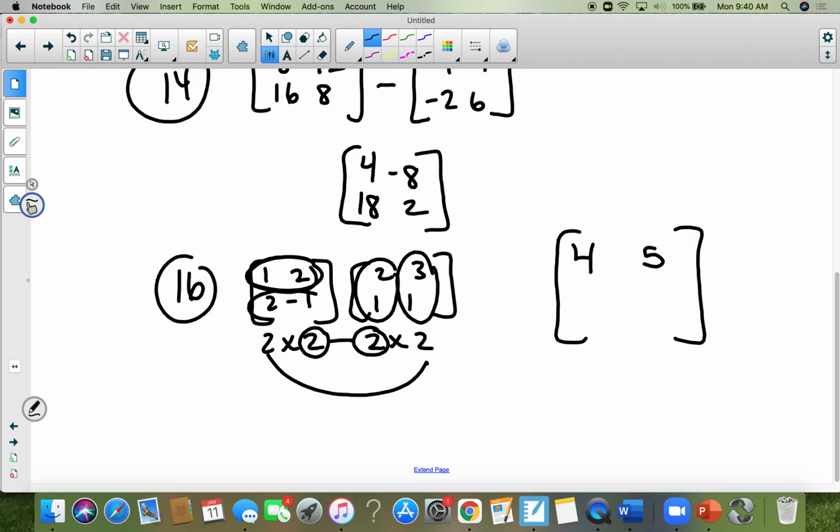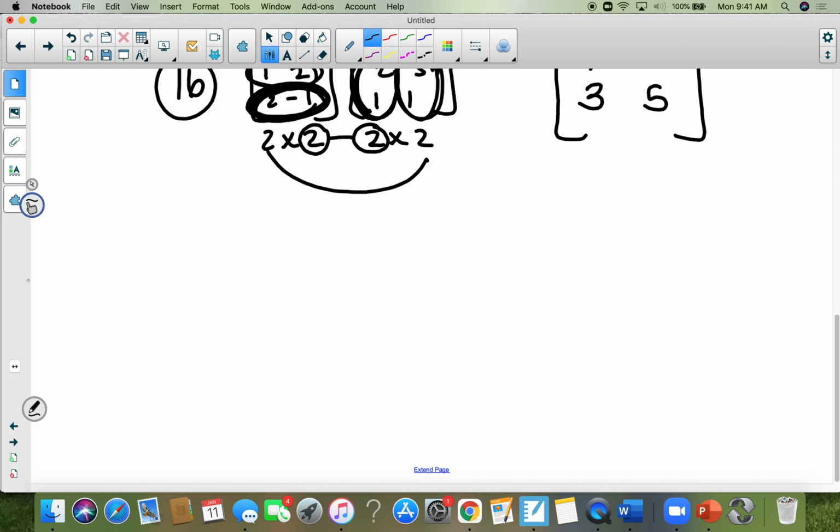Then I do this row right here and this column, which is 4 take away 1, which is 3. And then if you can see me doing this again, and now this row is going to be 6 take away 1, which is 5. Final answer for number 16. And number 17, basically the same thing. This is going to take a little bit longer though.